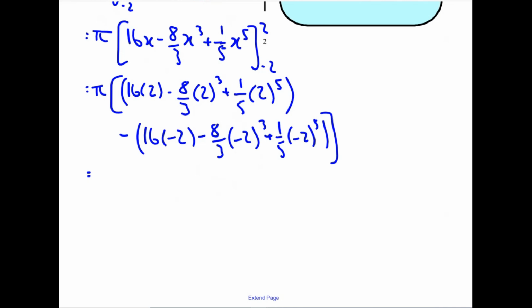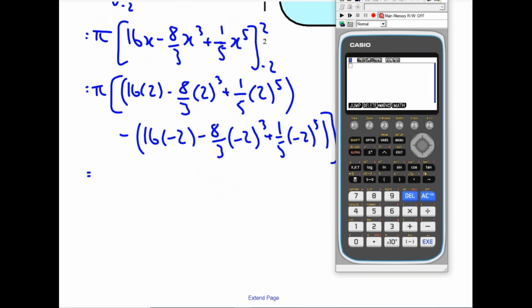I'm then just going to work it out in my calculator. I'm going to leave the pi off because I want it exactly. So I've got 16 times 2 minus 8 over 3 times 2 cubed plus a fifth times 2 to the 5. And then minus, put all of that in a bracket, 16 times minus 2 minus 8 over 3 times minus 2 cubed plus a fifth times minus 2 to the 5.